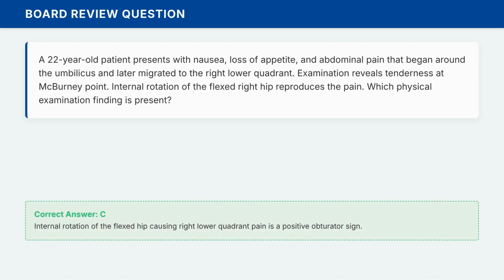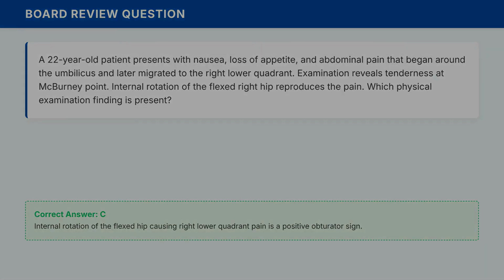The correct answer is C. Obturator sign. Internal rotation of the flexed hip causing right lower quadrant pain is a positive obturator sign. If you selected C, excellent work.